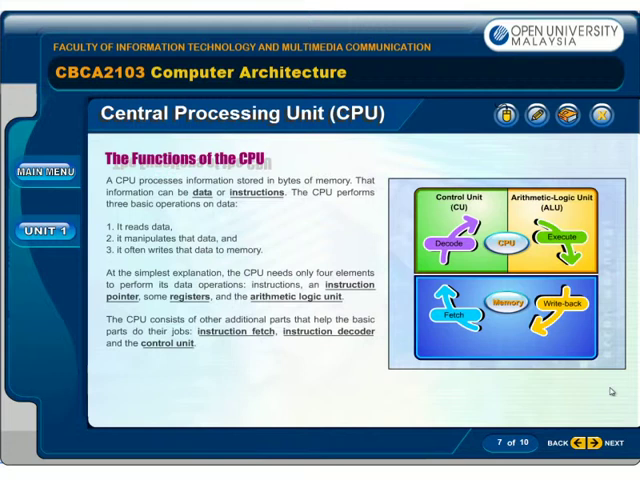The CPU consists of other additional parts that help the basic parts do their jobs: instruction fetch, instruction decoder, and the control unit.